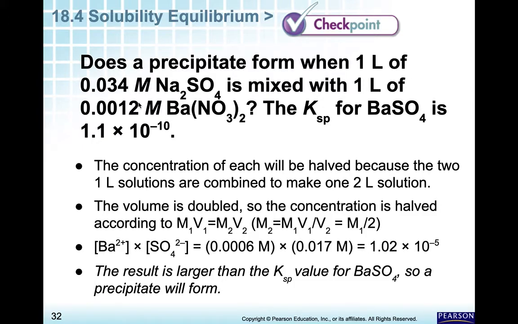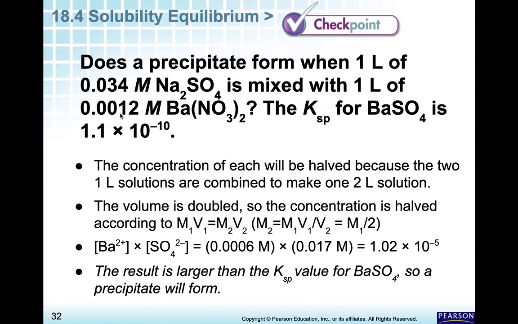We've got these two solutions. The concentration of each is going to be half because the two 1 liter solutions are combined to make one 2 liter solution, right? We combine 1 liter of this, 1 liter of this. Now we have 2 liters of the mixture. We had 0.3 moles in 1 liter. Now we have 0.3 moles in 2 liters. So we have half the concentration of each of these. The volume is doubled. So again, that's just another way to think about the concentration being halved.